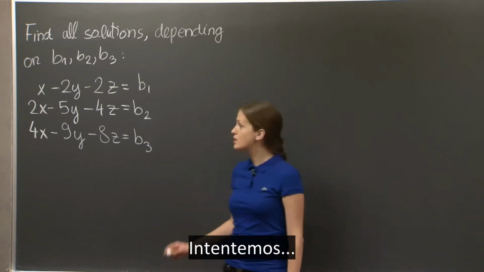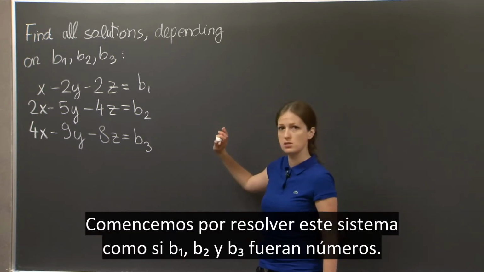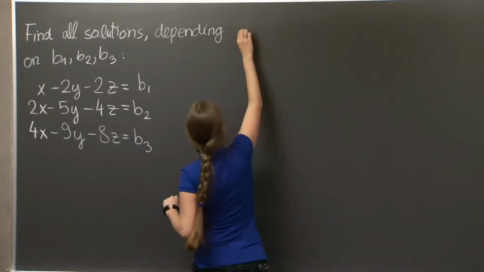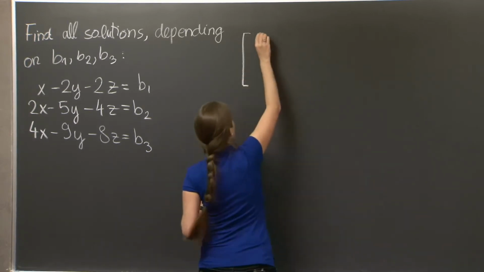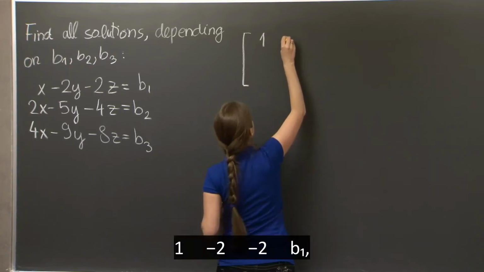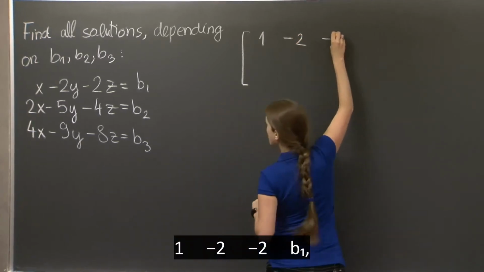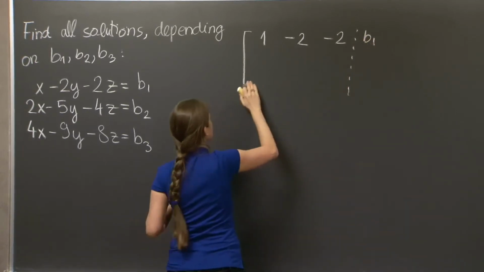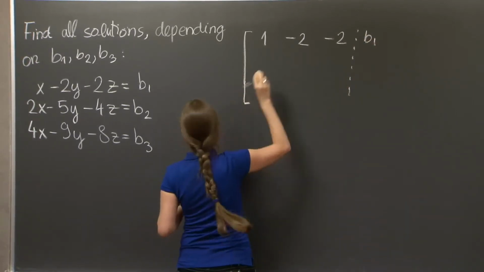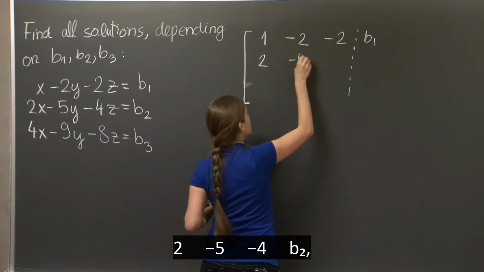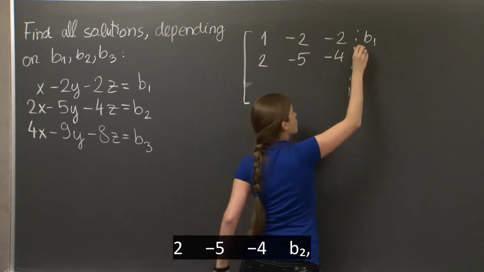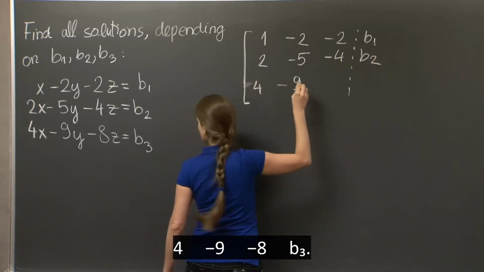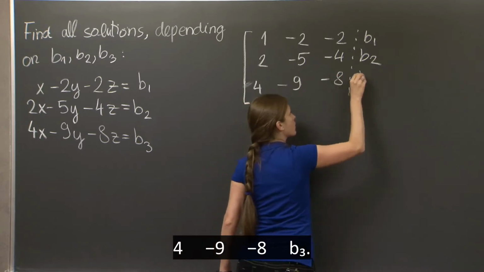And we're back. Let's start by solving this system as if b1, b2, and b3 were numbers. So we write the matrix of the system, which is 1, minus 2, minus 2, b1, 2, minus 5, minus 4, b2, and 4, minus 9, minus 8, b3.